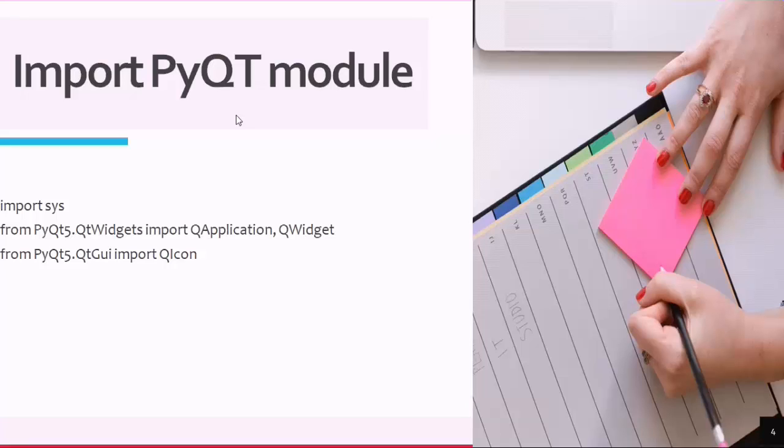Inside this, we are going to define three things. First, we'll import sys, which is system. Followed by, we are going to import QApplication and QWidget from PyQt5.QtWidgets. And lastly, we are going to import QIcon from PyQt5.QtGui, which comes under graphical user interface. So these are the three things we are going to define under the import PyQt module.